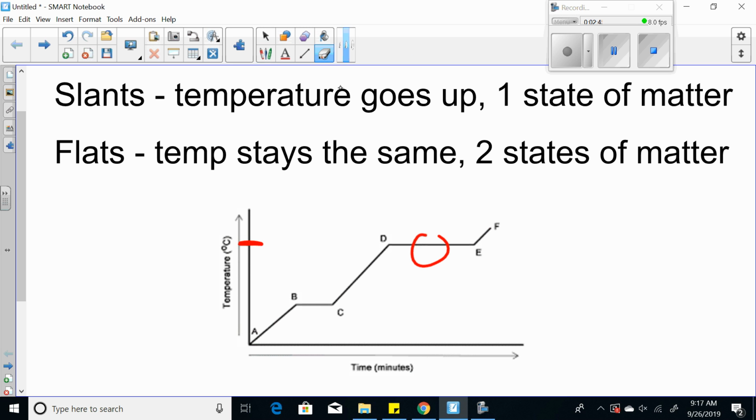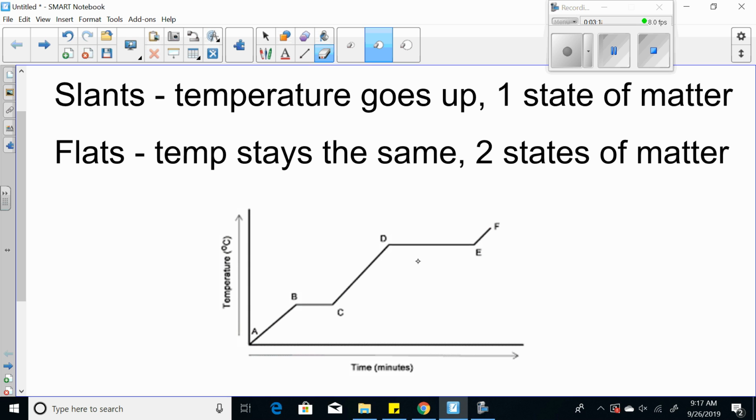What's important to know here is what the slants and the flats mean. The slants are when it is one state of matter. If I were asked, when is it only water, I would go from C to D. If I were asked, when is it a liquid and a solid, that would be from B to C. That would be the transition from ice to water, the melting process. If I were asked, when is it both a liquid and a gas, that would be from D to E.